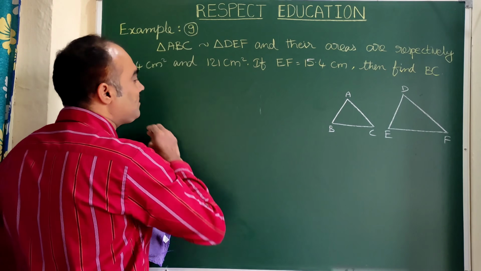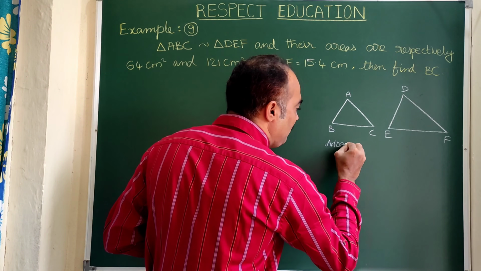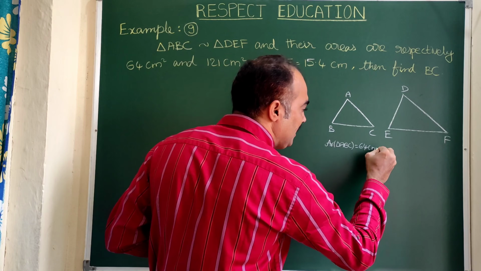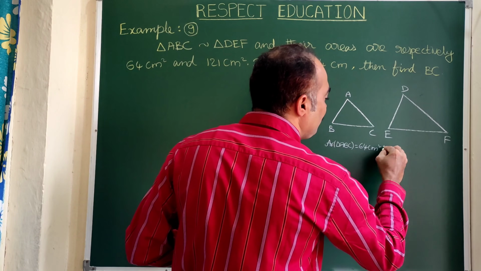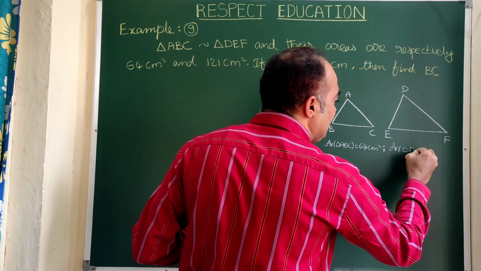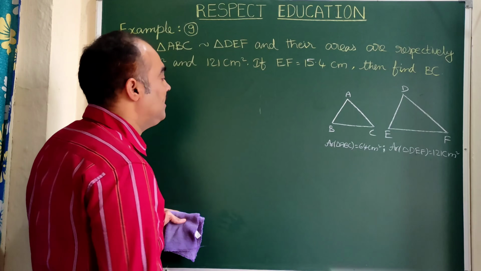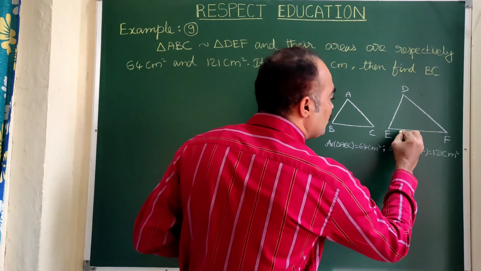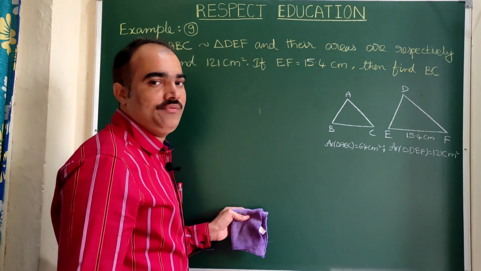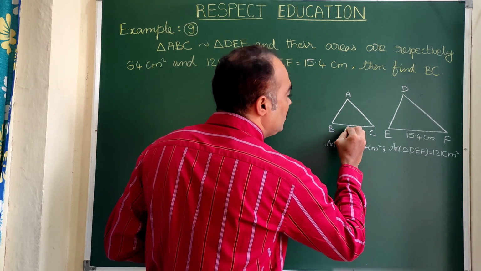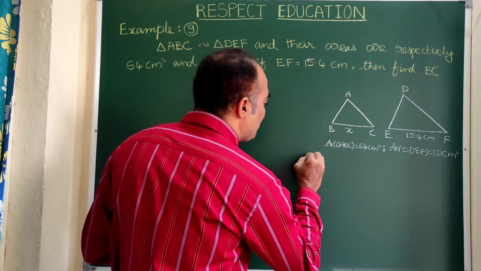Here, given that the area of triangle ABC is 64, I am writing below this the area of triangle ABC as 64 cm², and here given the area of triangle DEF is 121 cm², right? And given EF is 15.4. So let us write 15.4 centimeter on EF and find BC. So this is to be found. We can take it as some X, right? Let us start solving this problem.